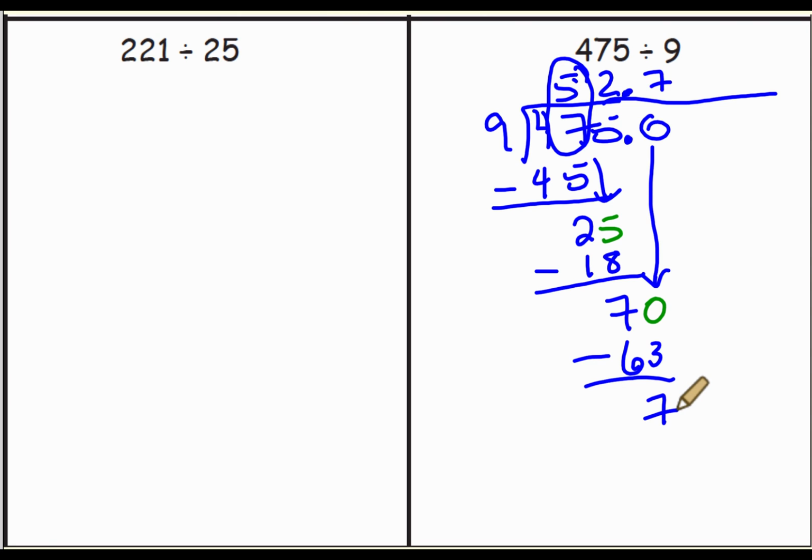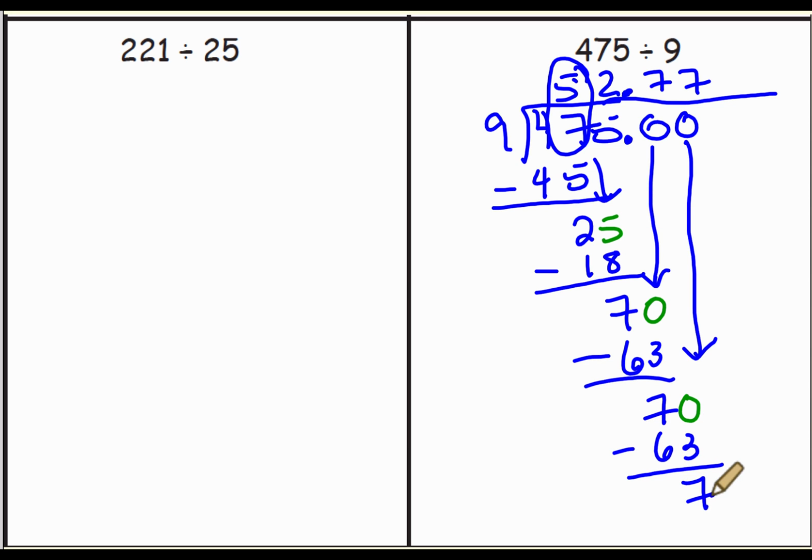That's mysterious. So I'm going to add another 0, and I bring it down, and I get 70, and I know that 9 times 7 is the closest that I'm going to get, which gives me 63, and I got 7 again. Well, I could go and do this forever, and that's because that digit is repeating.